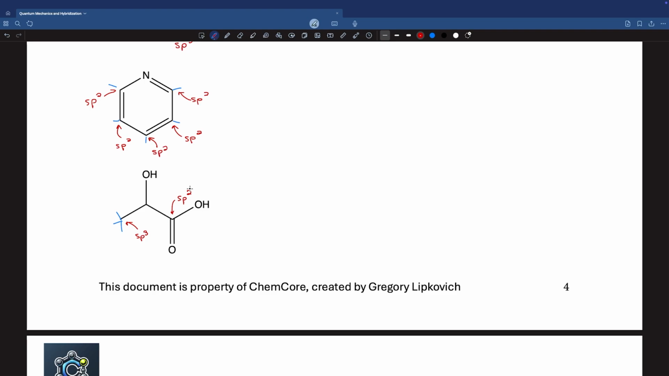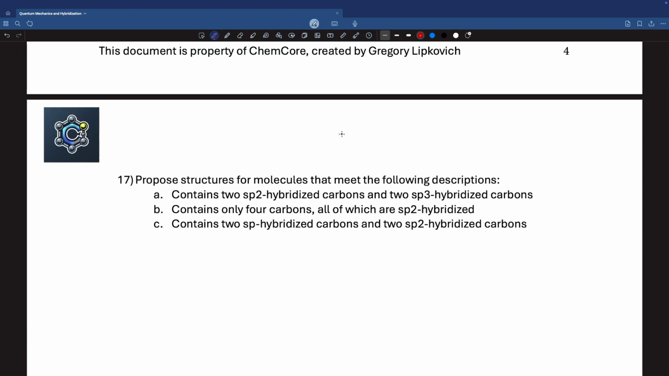The next question is asking us to propose structures for molecules that meet the following descriptions. A contains 2 sp2 hybridized carbons and 2 sp3 hybridized carbons. B contains only 4 carbons, all of which are sp2 hybridized. And C contains 2 sp hybridized carbons and 2 sp2 hybridized carbons. So let's start with A.